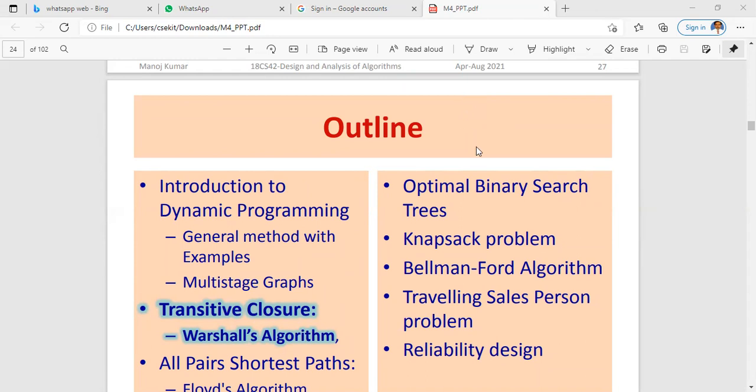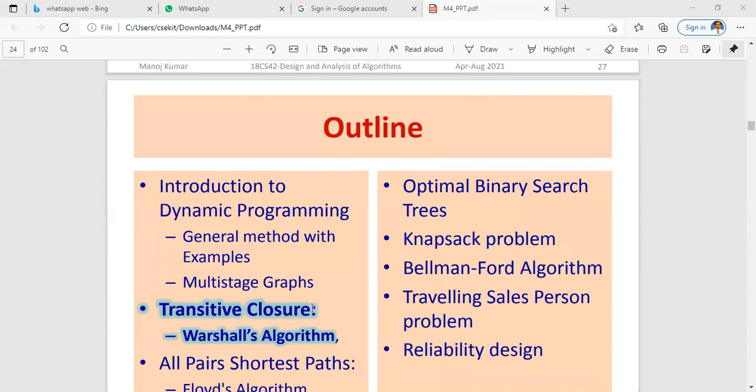Okay. So once again, good morning, all. So this is the video lecture on design and analysis of algorithms, discussing module 4, dynamic programming. So in that we are going to see the very important topic today.